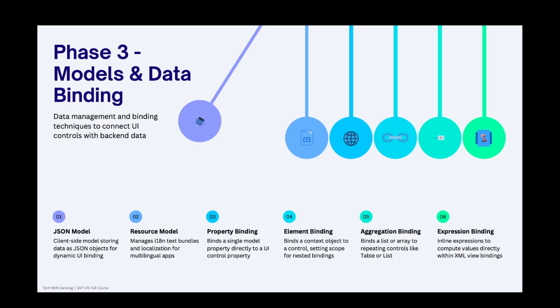But in UI5 with data binding, it automatically keeps the UI and data synchronized. That's the beauty. So you will start with the JSON models, then learn property binding, element binding, aggregation binding, expression binding, and resource model as well. But one thing, don't try to memorize everything immediately. Focus on understanding the purpose of each binding type. Once data binding starts making sense, UI5 development becomes much easier.